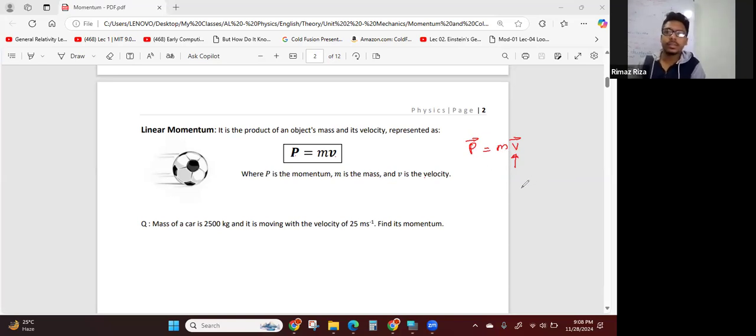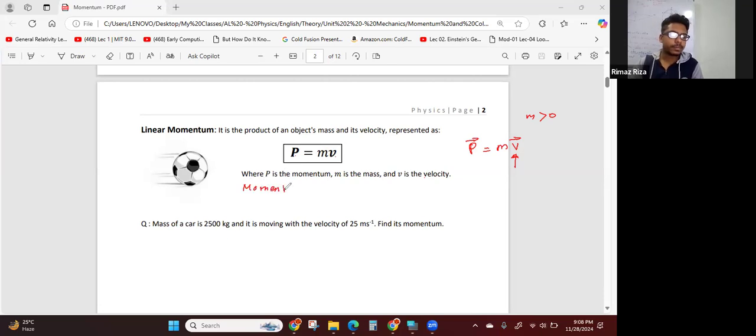In the vectors lesson, we studied that if we multiply a vector by a scalar, let's say now this mass is obviously greater than zero, no? So we are multiplying by a positive scalar. Therefore, we obtain a new vector which is pointing in the same direction, right? So therefore, the direction of the momentum is in the direction of velocity.